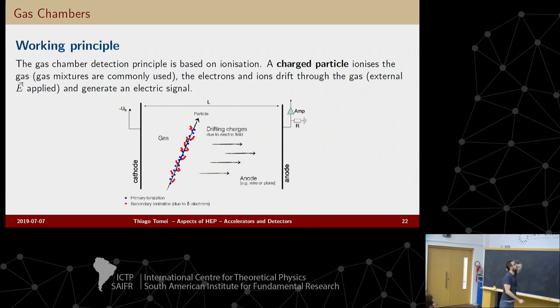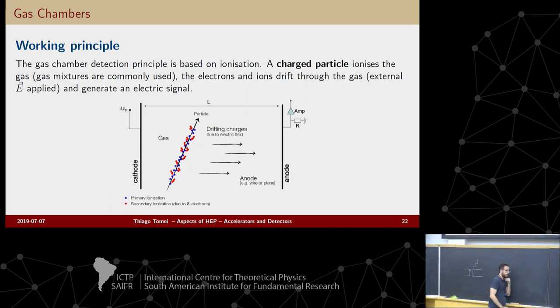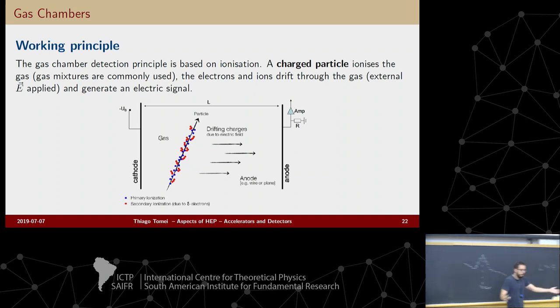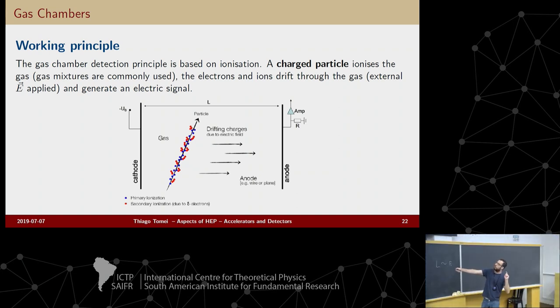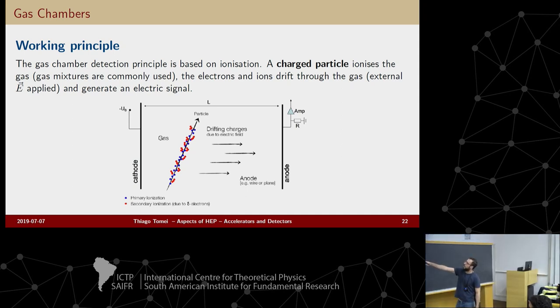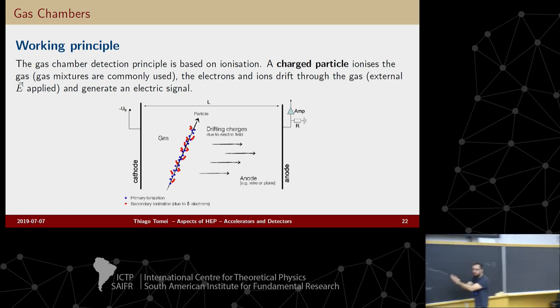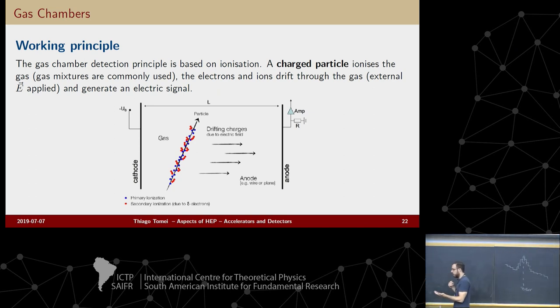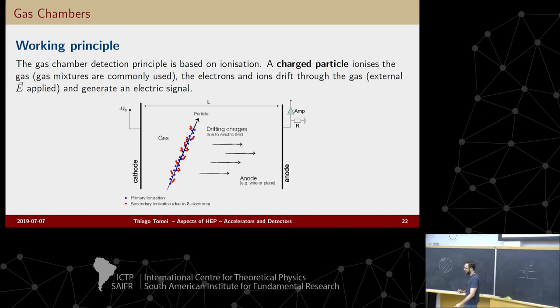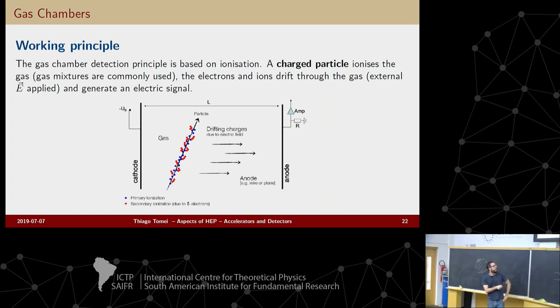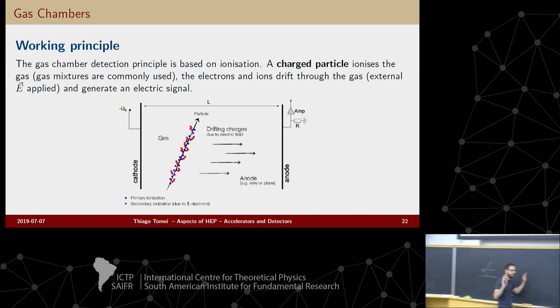What other kinds of detectors exist? Gas chambers. Same story, but a bit easier. You have this gas, you apply a field, and then a charged particle goes through. What it will do is ionize this gas, and since there is a field here, electrons go in one direction and ions go in the other. And then these electrons impinge on the anode or cathode. I never remember which is which. They impinge on the plates, and a lot of electrons impinging on the plate is a current. And a current I can go and measure, I'm done.